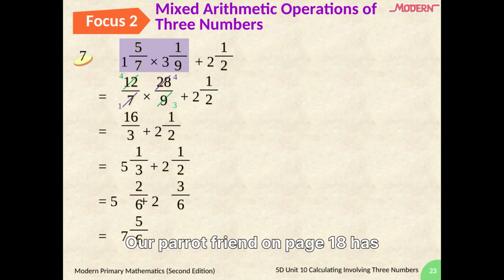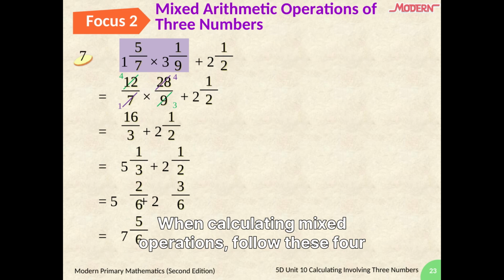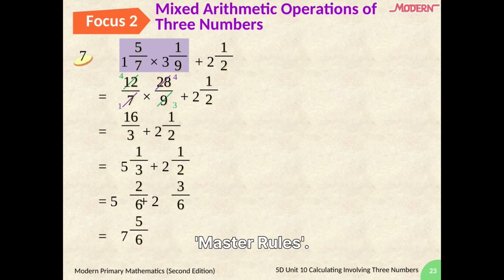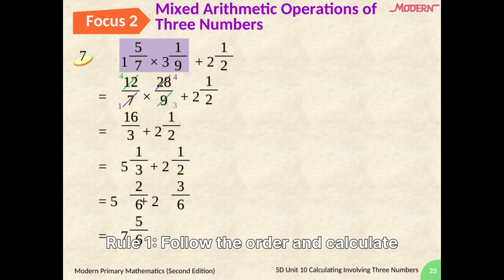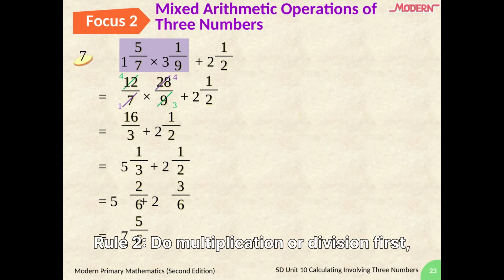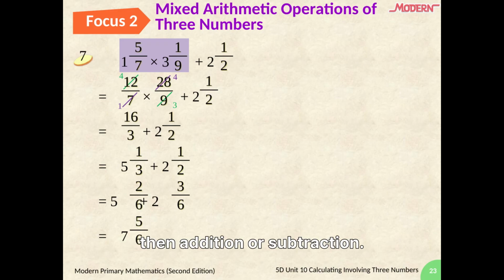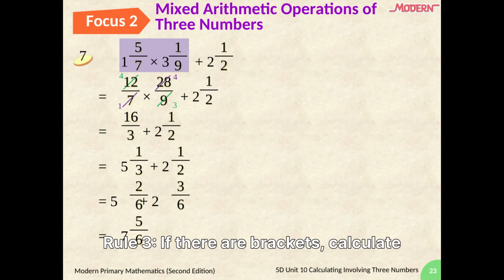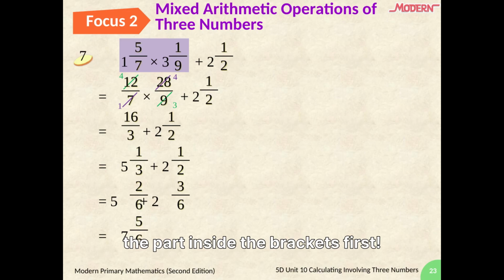Our parrot friend on page 18 has a vital summary for us. When calculating mixed operations, follow these 4 master rules. Rule 1, follow the order and calculate from left to right. Rule 2, do multiplication or division first, then addition or subtraction. Rule 3, if there are brackets, calculate the part inside the brackets first. And Rule 4, rewrite all divisions as multiplications to simplify your life.